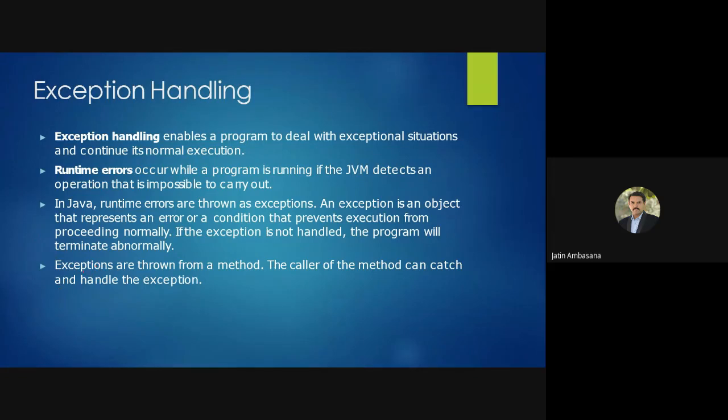Exceptions are normally thrown from a method, because we write all the code inside methods. We don't write any expression code, assignment code, decision statements or input-output statements outside the methods. That's why exceptions are normally thrown from a method, and the caller of the method can catch and handle the exception. The method which calls that particular method can catch the exception. It's something like this.